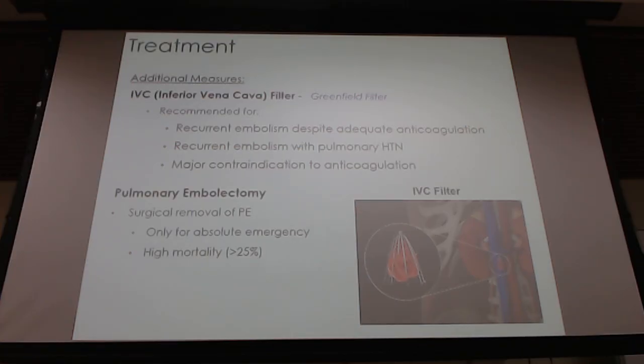Additional measures for treatment. So PEs, sometimes they can be recurrent. Sometimes somebody just has a certain medical condition or predisposition or some genetic factor where they have recurrent PEs. And so we know that they're coming up through that IVC, we can place a filter. And then this other term, pulmonary embolectomy, this is when we go in and we actually blast that.